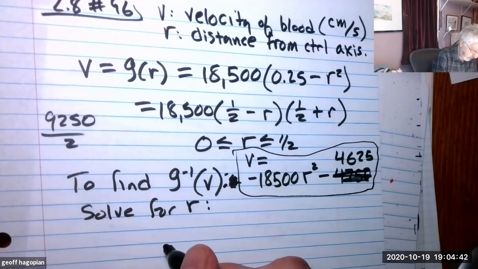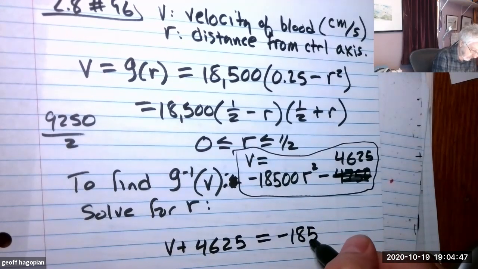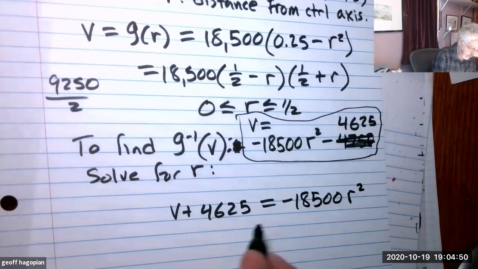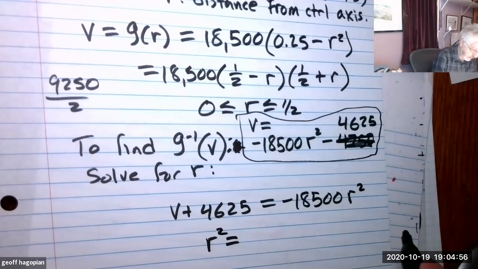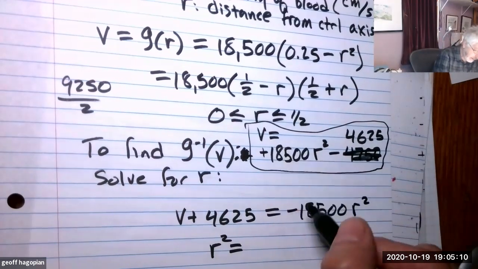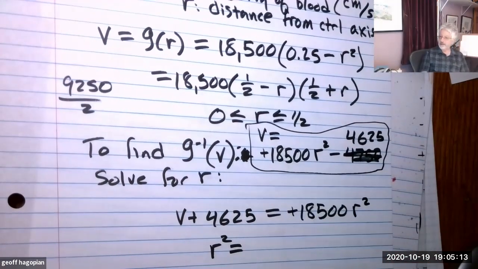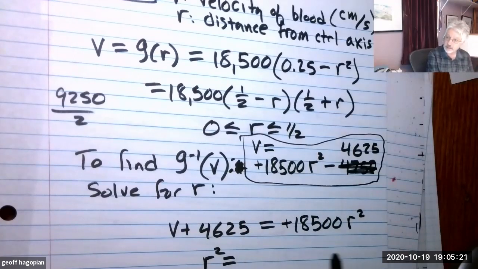I'm going to say add 4,625 to both sides. I'll have negative 18,500 R squared. Then I want to divide both sides by this thing and say R squared is negative. Oh, I'm sorry, I don't know why I have a negative there. I really have made a mess of this. My apologies. What am I thinking? Okay, does that look better? See, I just distributed this 8. If you see something that's wrong, say something.